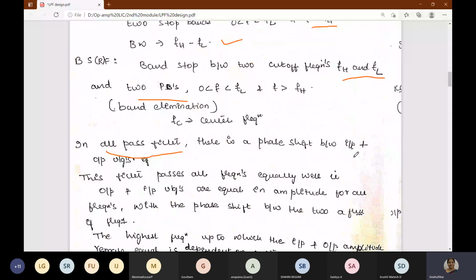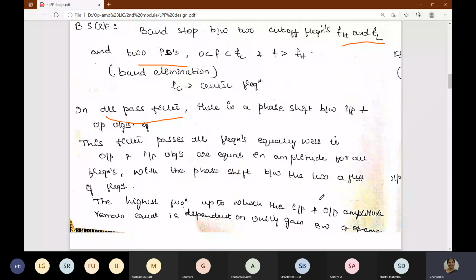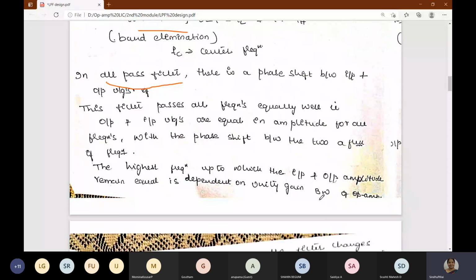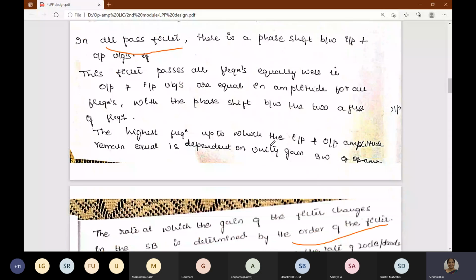That is, output and input voltages are equal in amplitude for all frequencies with the phase shift between the two a function of frequency. That is about the all pass filter. It will just pass all the frequencies. That figure I'll show later. Next, the highest frequency up to which the input and output amplitude remain equal is dependent on the unity gain bandwidth. If you go with unity gain, then the output will just follow the input.